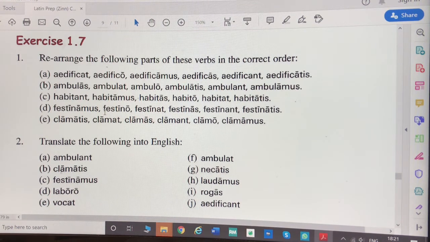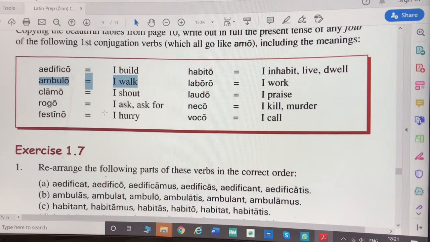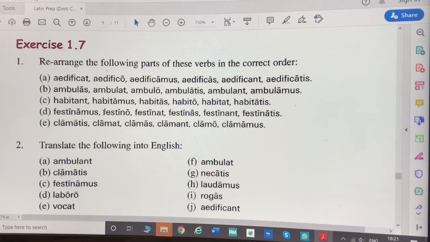Ambulant is different from amant. It doesn't mean they love. Amant means they love. Ambulant means they do something else. And we'll find at the top of the page a very helpful vocabulary list. Ambulo means I walk. Ambulant, of course, means they walk. Over to you now for exercise 1.7, part 2, A to J.